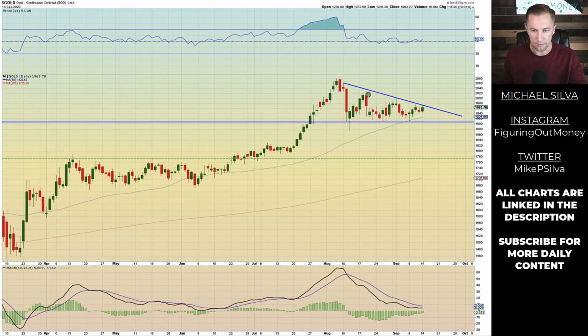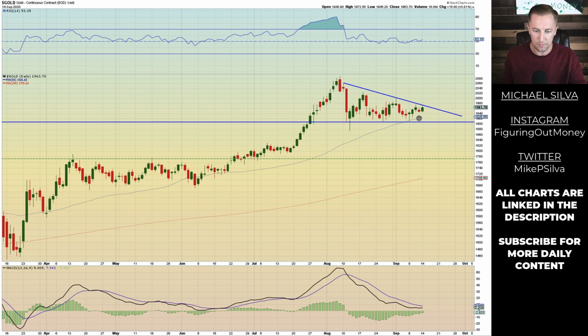Gold, nice day today, up $15, tested the upper portion of that trend line, still is consolidating, right? Still is within this pattern. We haven't had a breakout, we haven't had a breakdown. Keep an eye on the dollar. If we start seeing the dollar move up, this can very well apply the pressure.